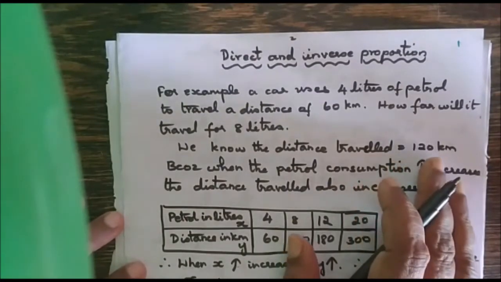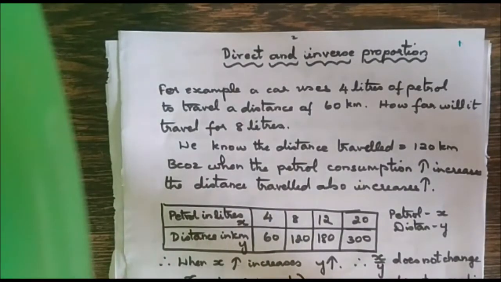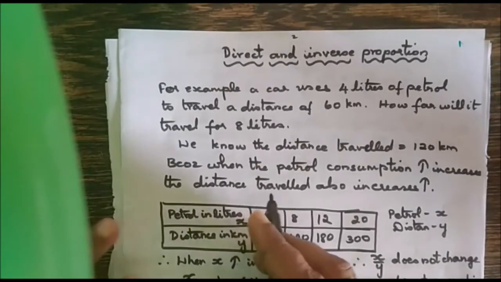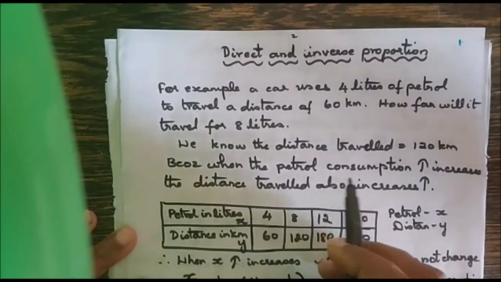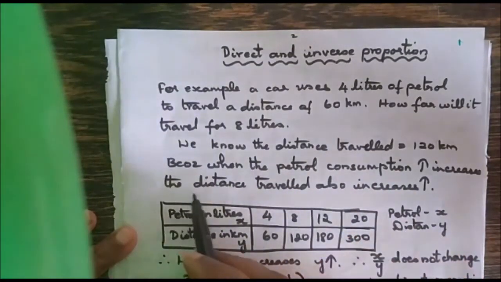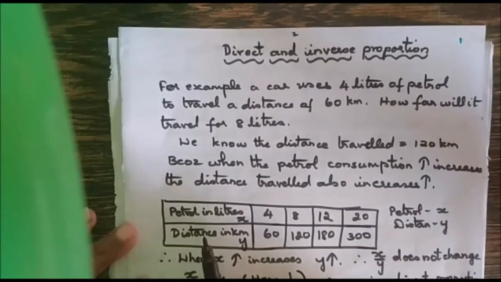the distance traveled is 120 kilometers, because 4 liters and 8 liters, one is double the other, isn't it? So 60 kilometers will become 120 kilometers. The distance will double itself because the petrol quantity also is double. We know the distance traveled is 120 kilometers because when the petrol consumption increases, the distance traveled also increases. So both the quantities increase.